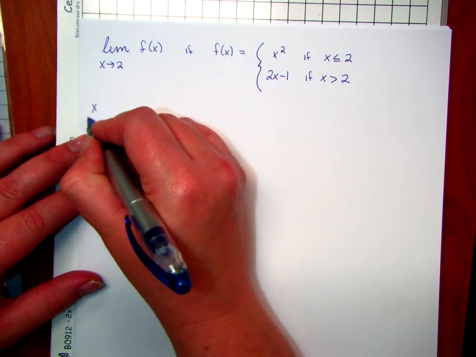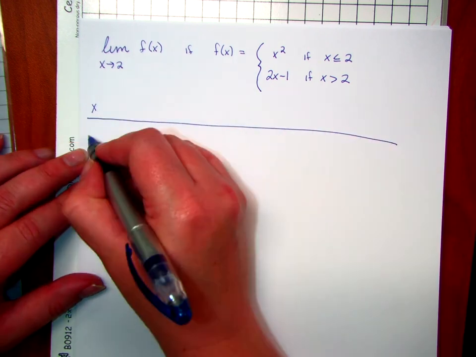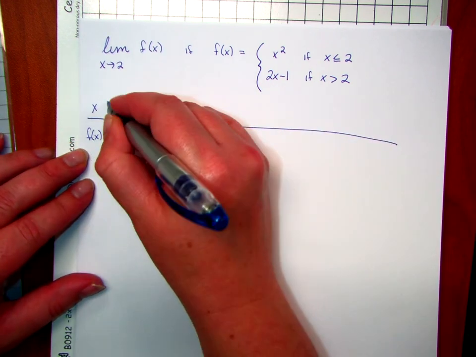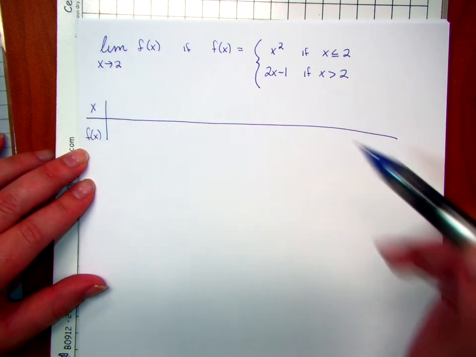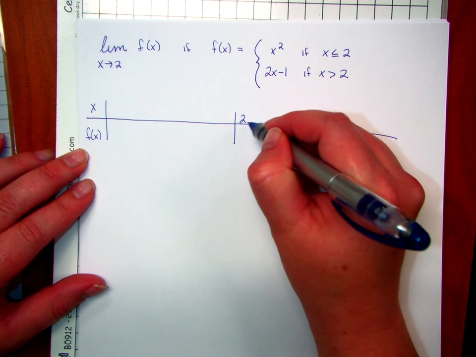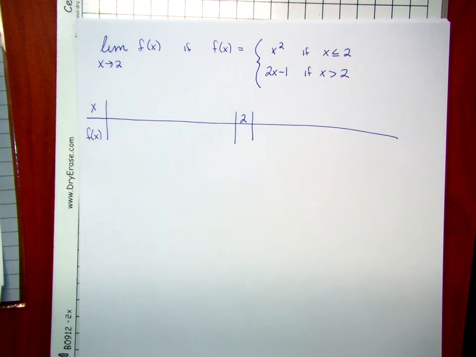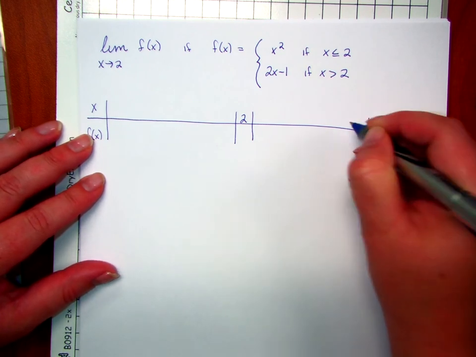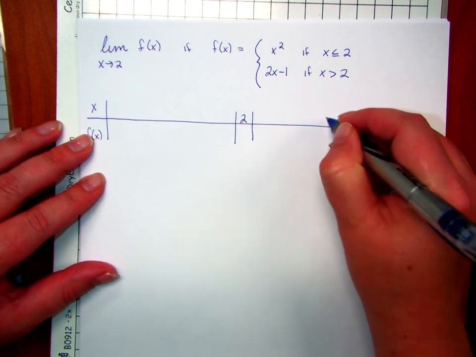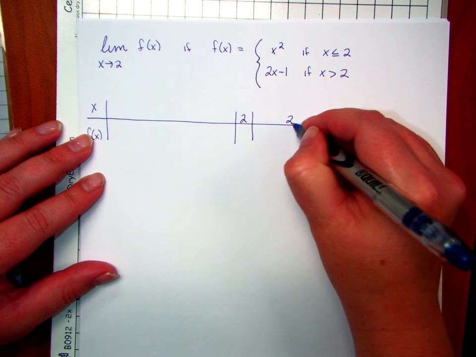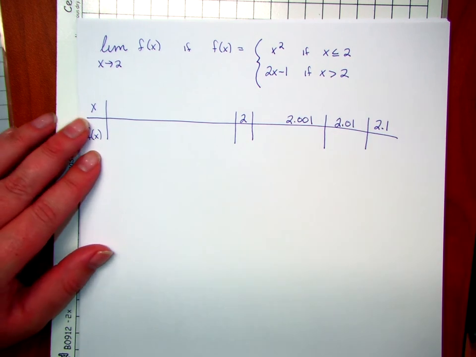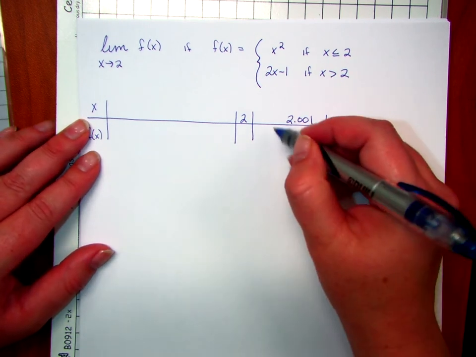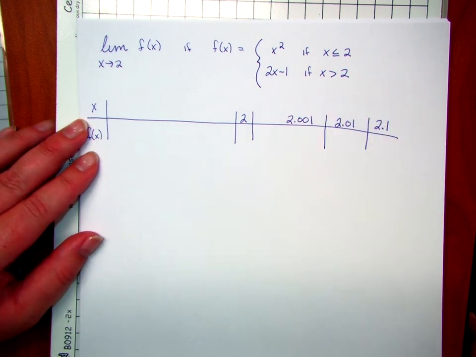So I'm going to build this horizontal table. And since the limit is approaching 2, I'm going to put 2 in the middle here, right? And then I'm going to pick my x values. Okay, greater than 2. 1/10 greater than 2 is 2.1. 100th, 2.01. 1,000th, 2.001. And I think that's going to be good enough. I have a little space here, but I'm not going to worry about it.